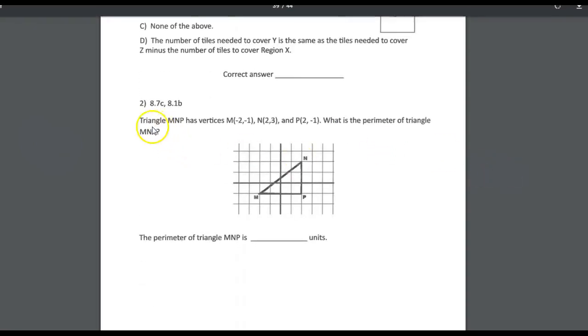Number 2, triangle MNP has these vertices. What's the perimeter of the triangle? Well, we know this side has 1, 2, 3 squares. This one has 1, 2, 3, 4 squares. So you need to use the Pythagorean theorem to find the hypotenuse. And then they want the perimeter. So for the perimeter, you add all the sides together to get your answer.